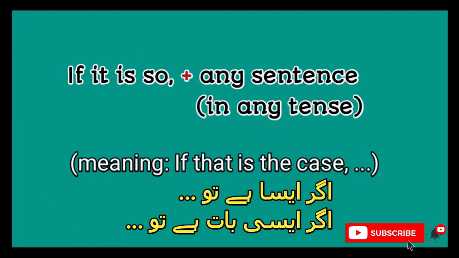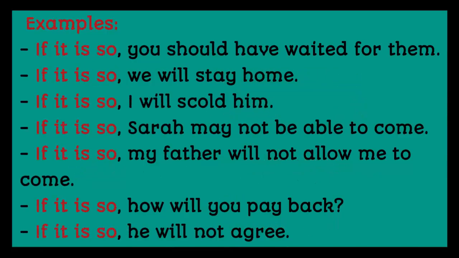The last structure is if it is so. We also use any sentence in any tense after this structure, and this structure means if that is the case. If it is so, if that is the case, it means in Urdu अगर ऐसा है या अगर ऐसी बात है तो. Here you are with examples on your screen. If it is so, you should have waited for them. अगर ऐसा है तो तुम्हें उनका इंतज़ार करना चाहिए था. If it is so, we'll stay home. अगर ऐसा है तो हम घर पे ही रुकेंगे. If it is so, I'll scold him.